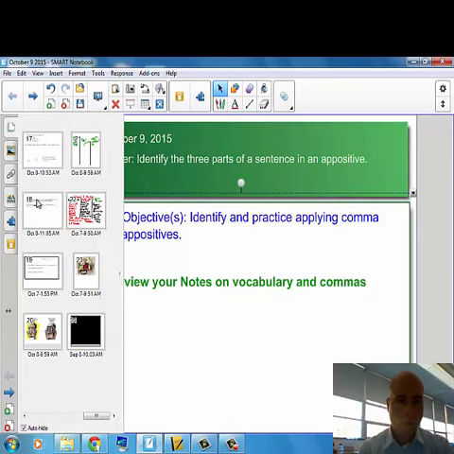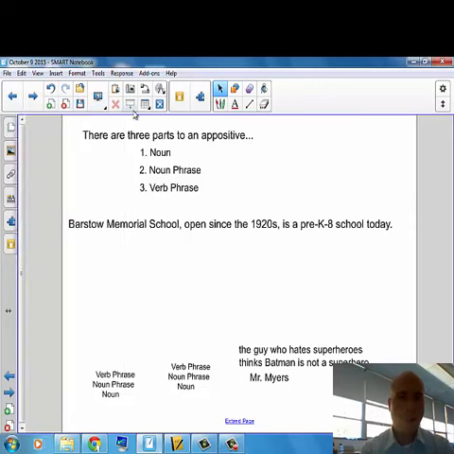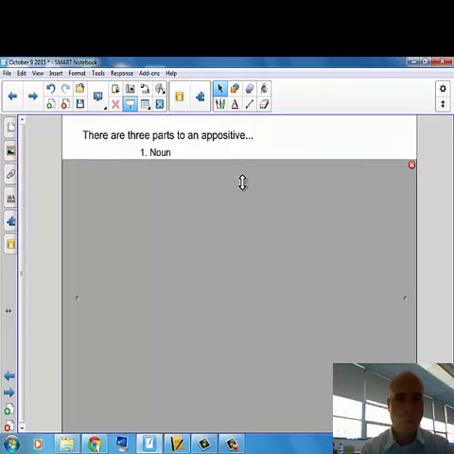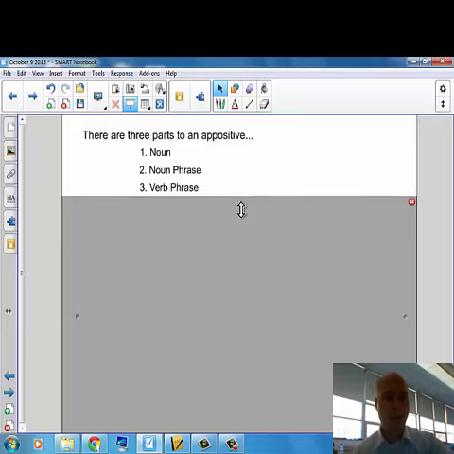That's where we're headed. Now, today, what I want to do is get you some more practice with the three parts of an appositive. And this is pretty straightforward, but looking at exit tickets, we struggle with this. So there are two parts that have to go 1 and 2 in a sentence. The noun or noun phrase. It could be noun phrase and noun, and they're both separated by a comma. Then the third part is verb phrase.